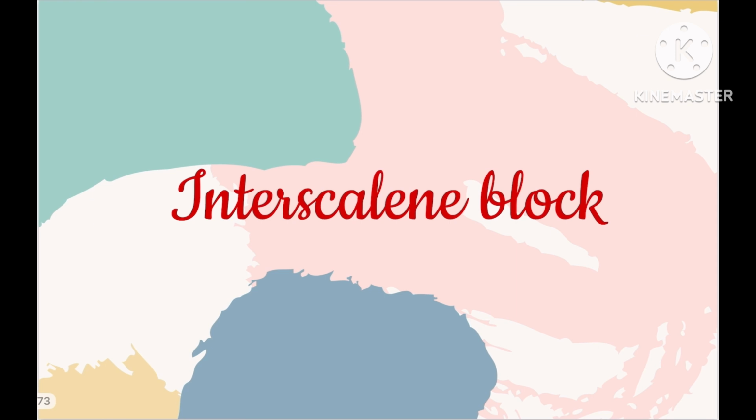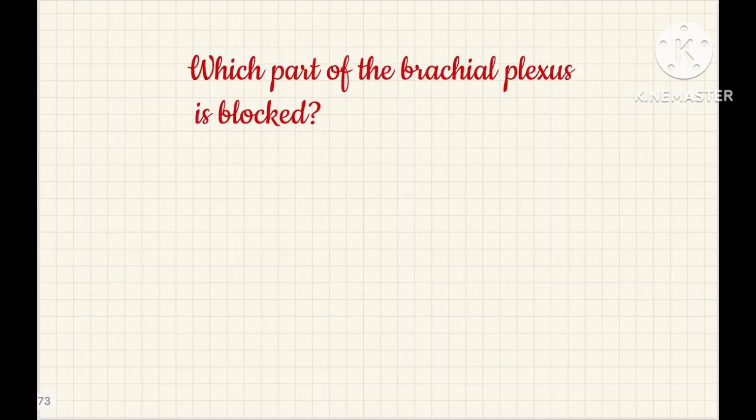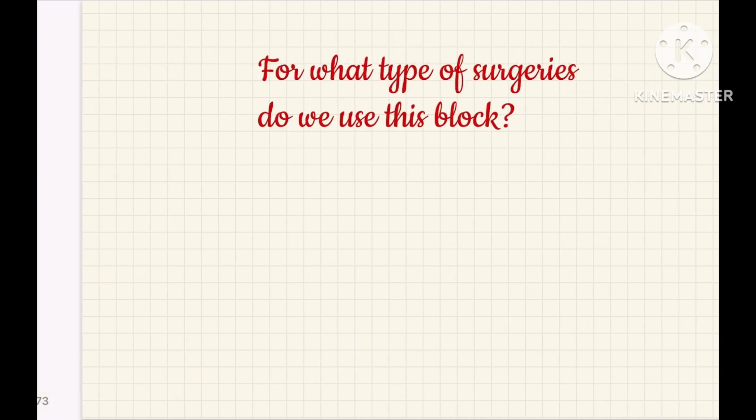Today we will be discussing the interscalene block. Let's learn systematically about the interscalene block. So, which part of the brachial plexus is blocked in the interscalene block? The roots of the brachial plexus are blocked in this interscalene approach.